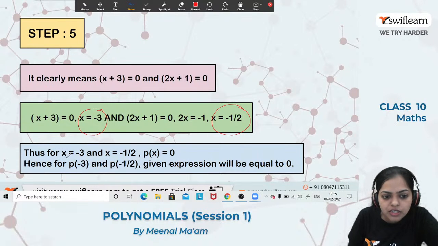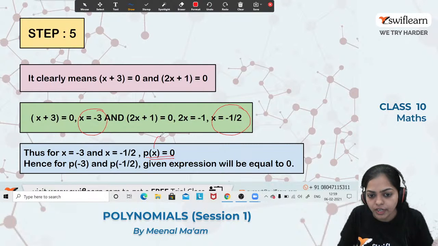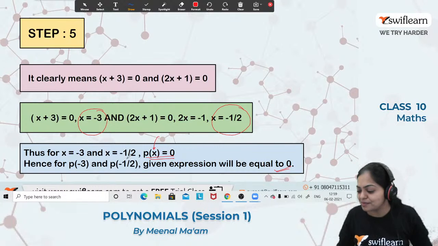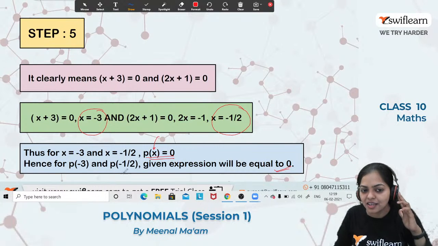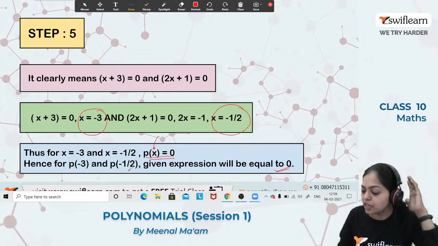Thus, for x equals minus 3 and x equals minus 1 by 2, p(x) is 0, because when we put the value of a zero, the value of the expression will be equal to 0. So hence, the zeros are minus 3 and minus 1 by 2. Got it, everyone? Yes, it's so easy. All we have to do is split the middle term and then find the values of our roots.